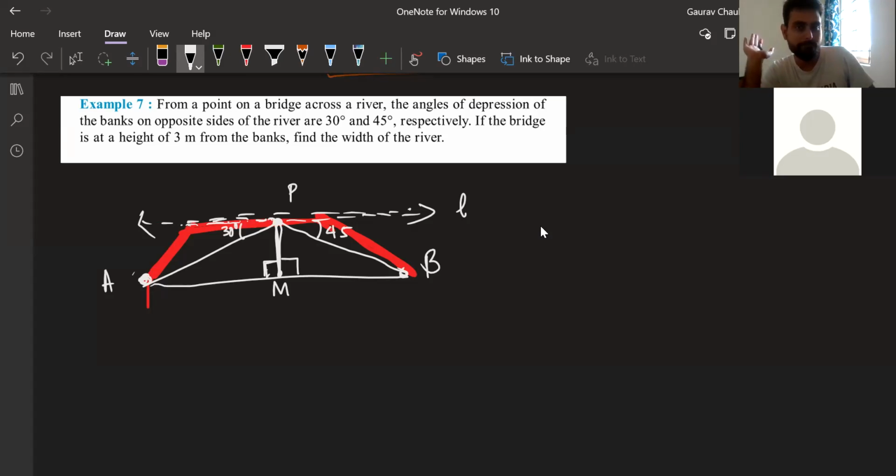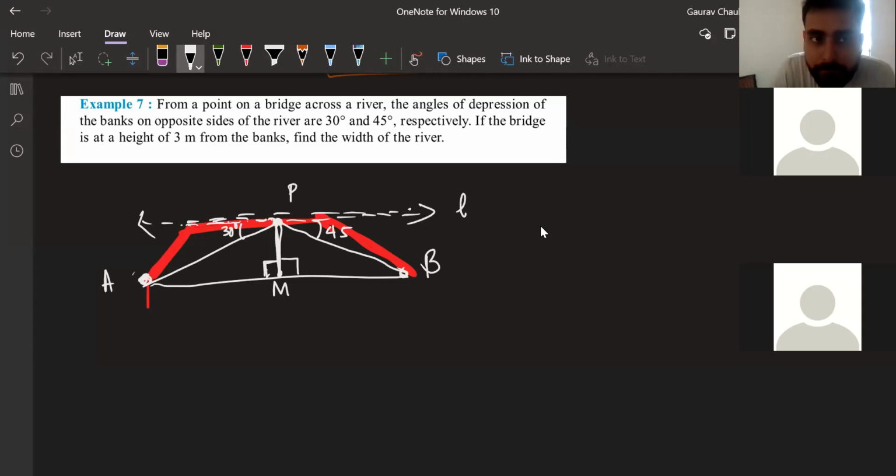Dilruba, okay? Sir, why not PMB as the whole line of sight? How will PMB be the line of sight, Dilruba? The line of sight will be straight. When I'm looking at B, I will look directly there. How will I look through M and then go there? I don't have a periscope. Okay, sir, understood. I will look directly at B.